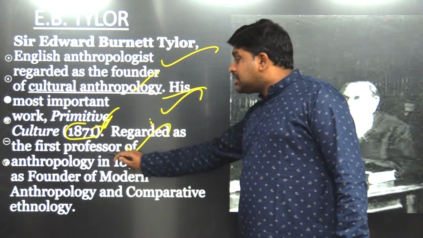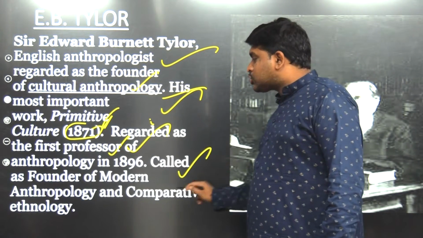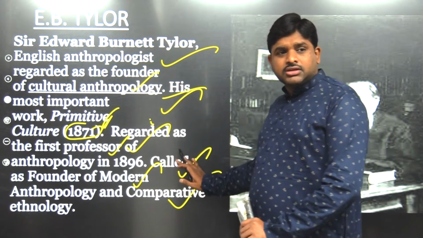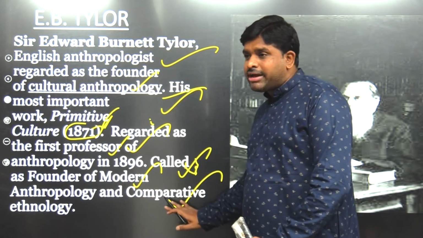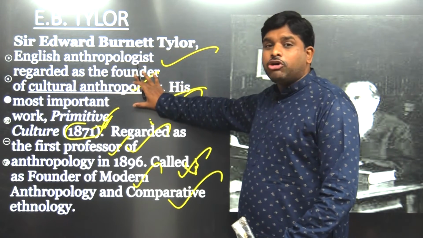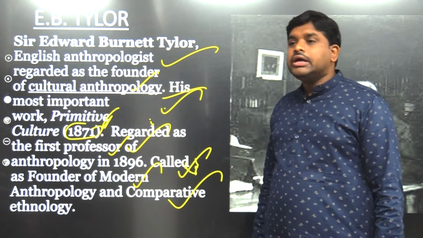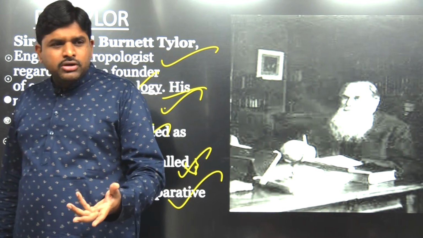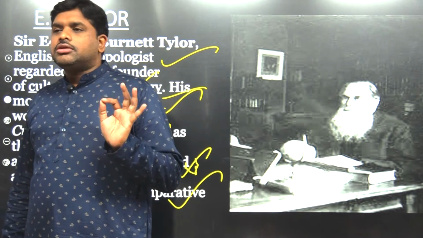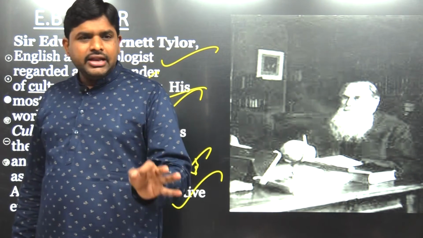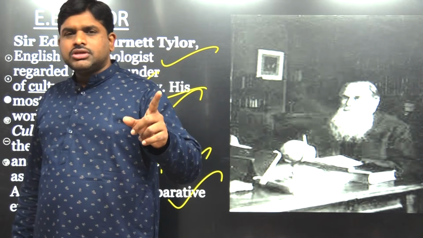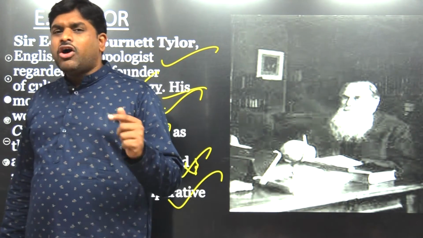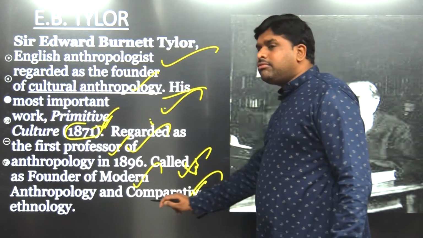He is regarded as the first professor of anthropology. He is called the father of modern anthropology and comparative ethnology, and the founder of cultural anthropology. Who? E.B. Tylor. What is his famous book? Primitive Culture. He is the founder of cultural anthropology, the father of modern anthropology, the father of ethnological studies or comparative ethnology.